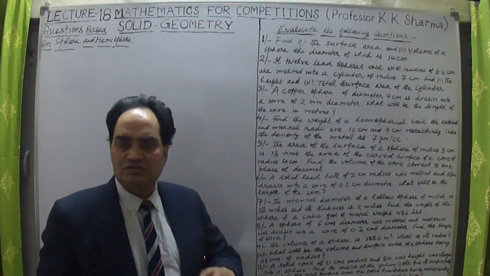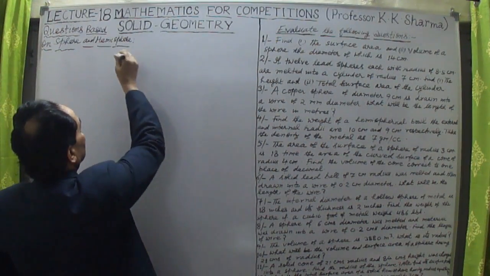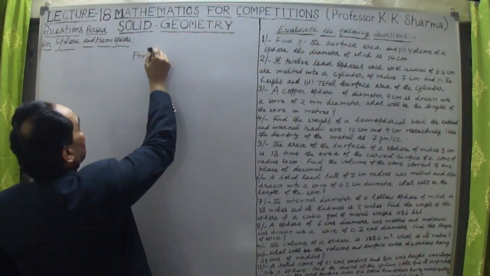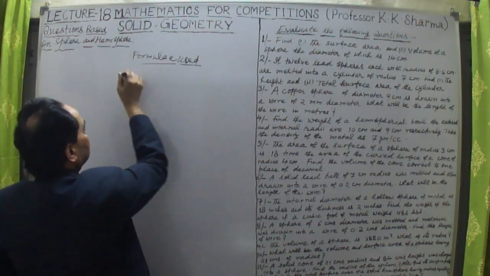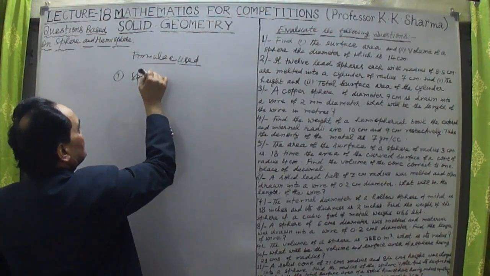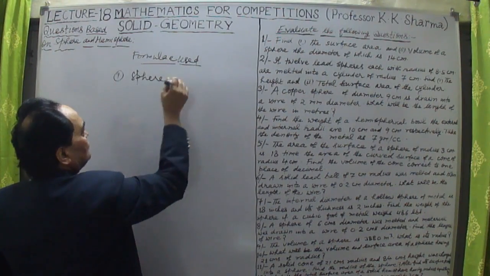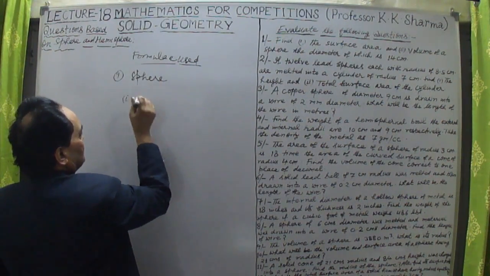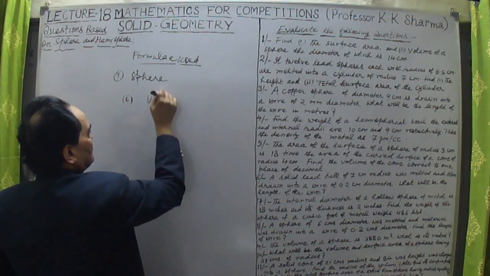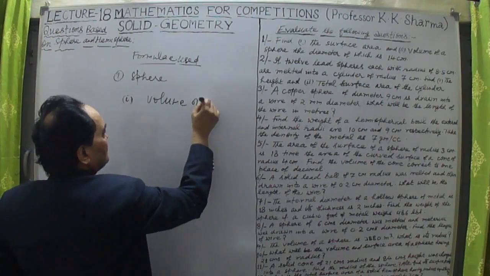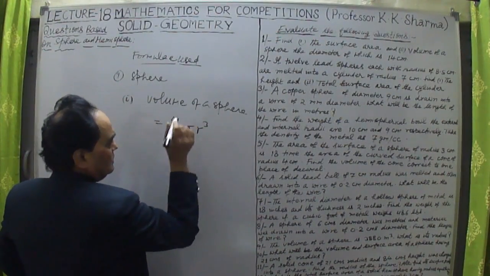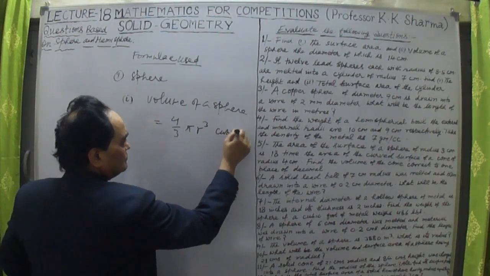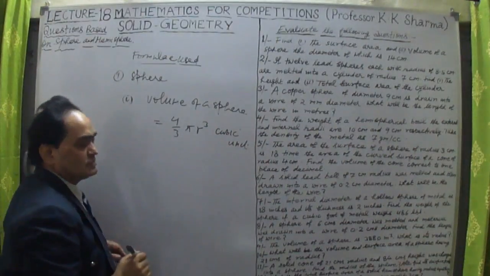First, let me discuss the formulae briefly. What are the formulae used for a sphere? In the case of a sphere, only two formulae are there. The first formula is the volume. Volume of a sphere is 4 by 3 pi r cube, cubic unit. This is the very first formula.